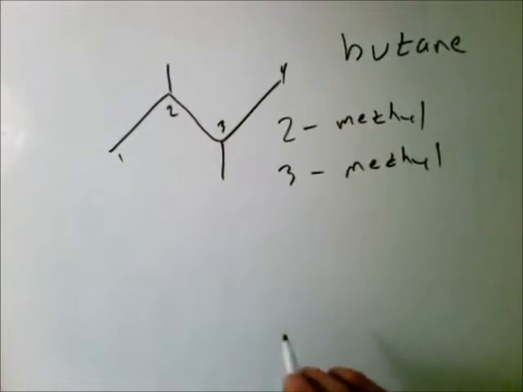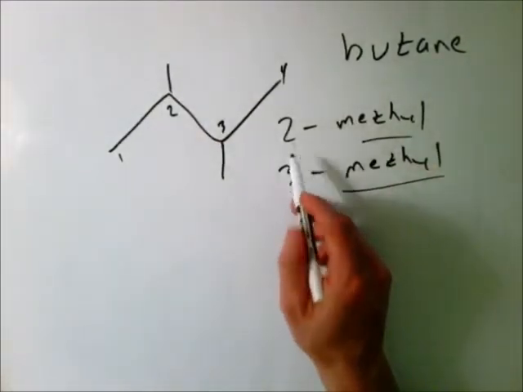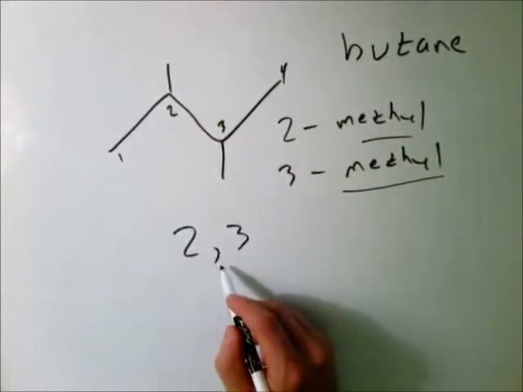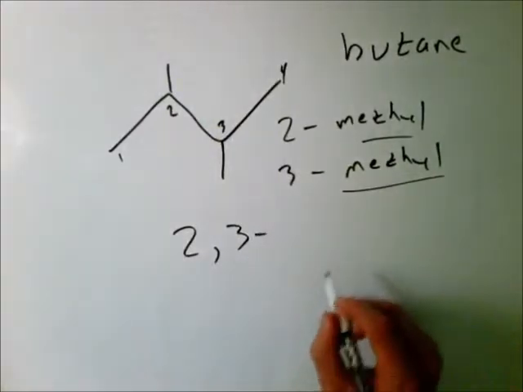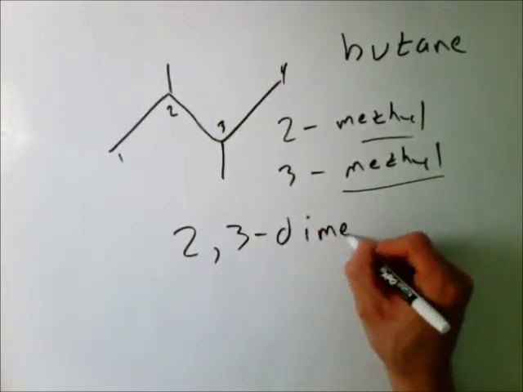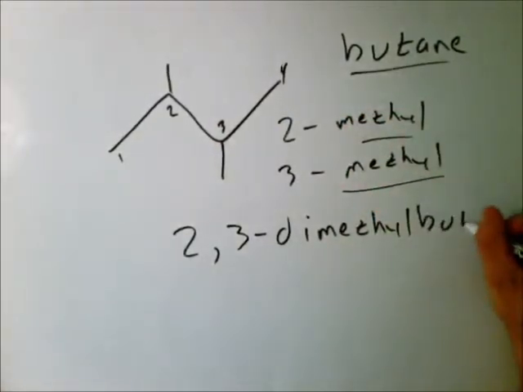Well, how do we know which one to put first? It doesn't matter. What you do when you have identical groups, methyl-methyl, you look at the location, you have a 2, 3, you put a comma in between the locations, and then you put a di before the methyl. So you do dimethyl. And then all you have to do is slap the butane at the bottom. And that's the name for this compound. 2,3-dimethylbutane.